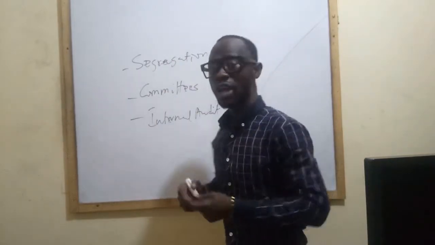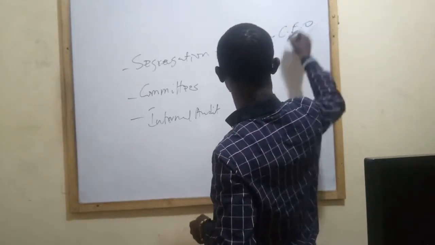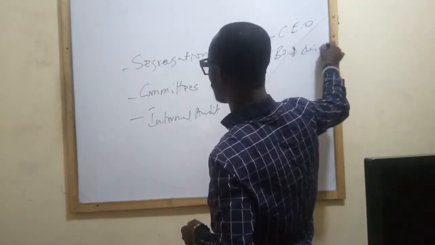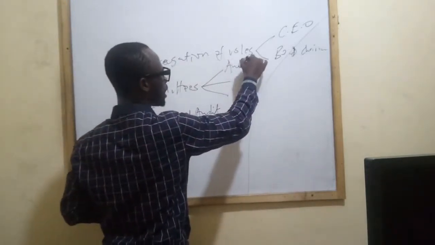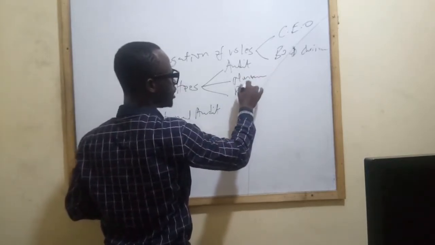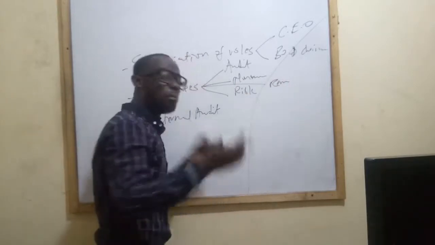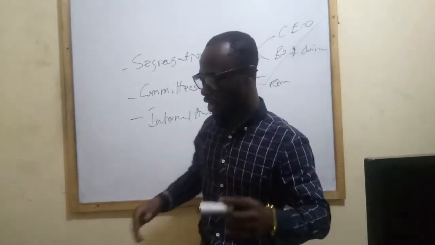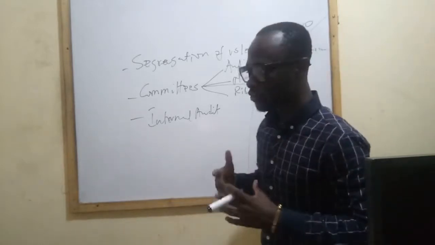Now, when we say segregation of roles, the first one, we are talking about how we separate the role of the CEO and then the role of the board chairman. Okay? That's segregation of roles. 2, when we talk about the committees, we are talking about the various subcommittees like the audit committee, nomination committee, risk management committee, remuneration committee, among other committees in the organization. Then when we talk about the internal audit, we will get into that in that order. So let's begin the first thing about segregation of roles.